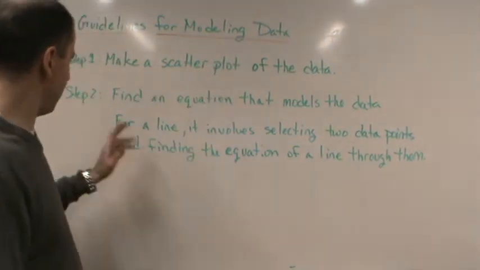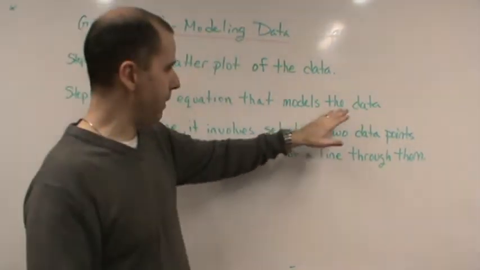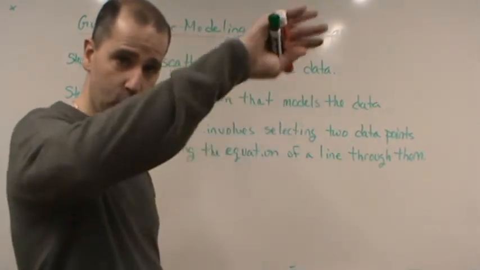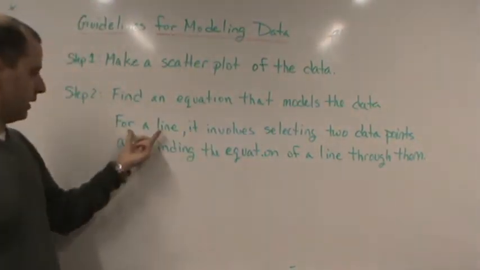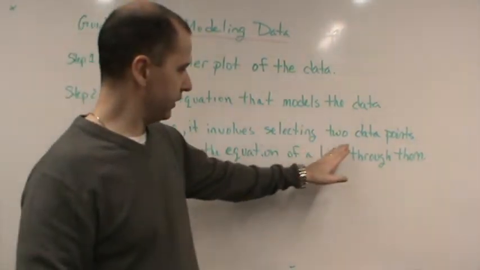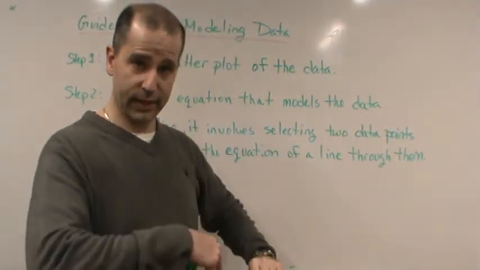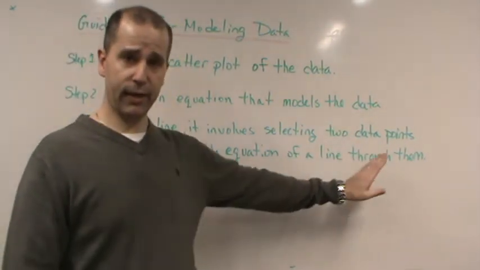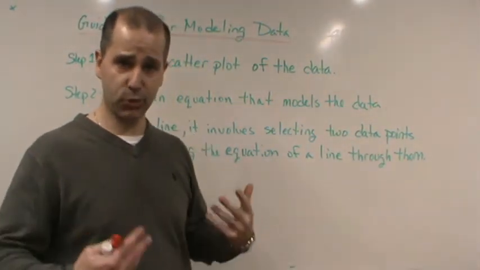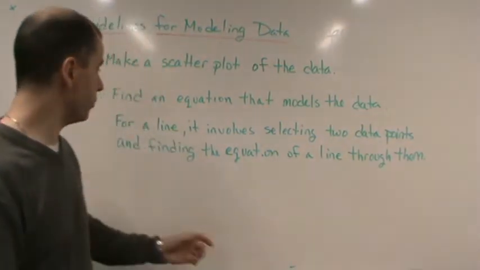Then step two is we want to find an equation that models that data, that fits those points as closely as possible. For a straight line, this involves selecting two data points like we did in the previous example, and then finding the equation of a straight line that goes through those two points. And that's really all we did. So those are the two steps.